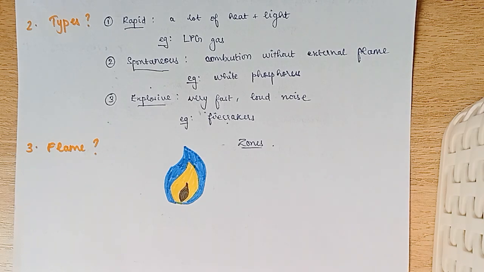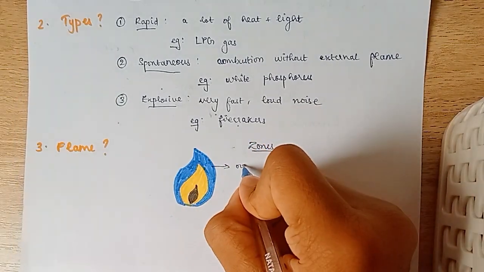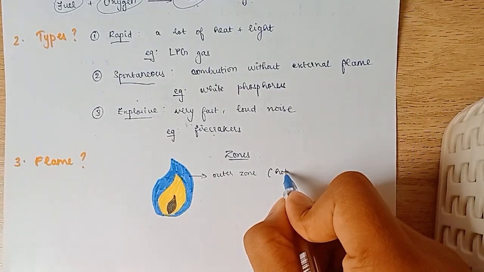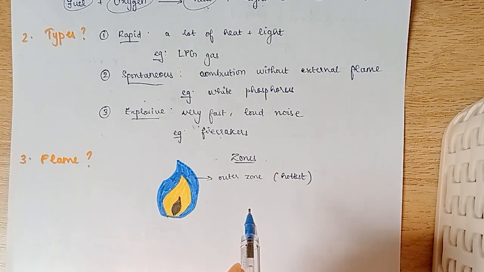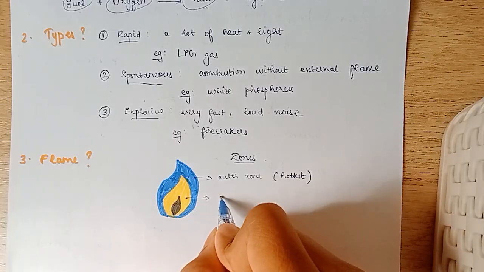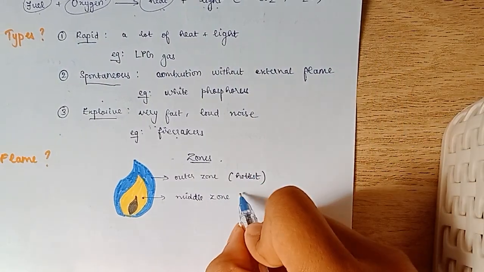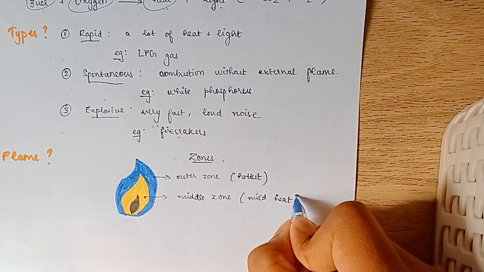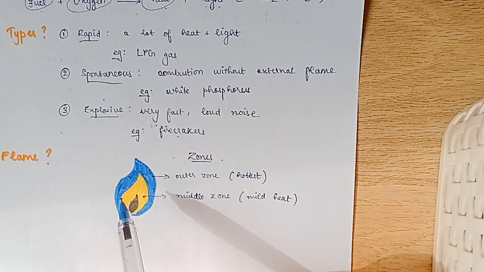Now these 3 zones have 3 different peculiarities. This zone is called the outer zone. The outer zone is blue in color, and it is the hottest zone. In this zone, there is complete combustion and the highest temperature. Then we have the middle zone. The middle zone is partially hot or mild heat. This is where the partial combustion happens. It is bright, but it is less hot.